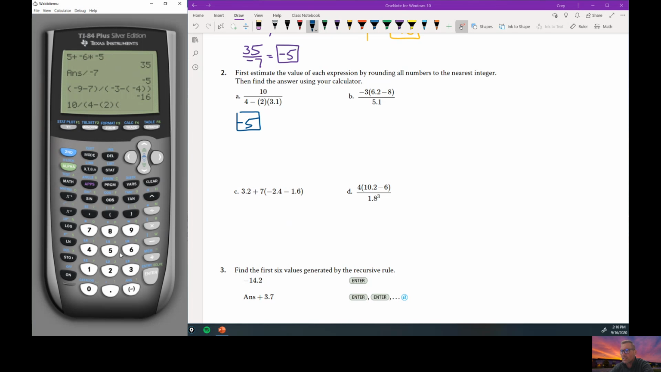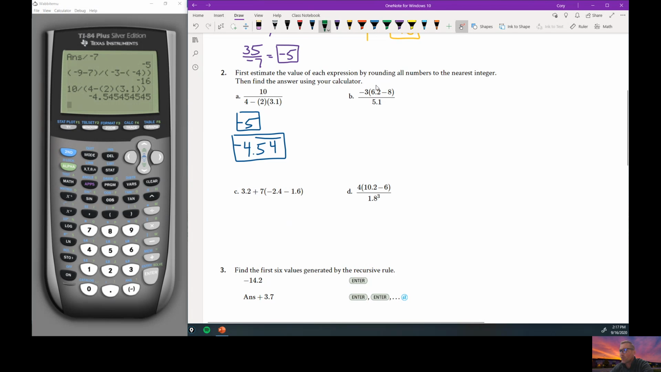As far as the exact amount, let's do 10 divided by 4 minus 2. I'll put that in parentheses. 3.1, I'll put that in parentheses, and then I got to end my denominator. And that comes out to -4.54 repeating. So that is the round or the exact amount.